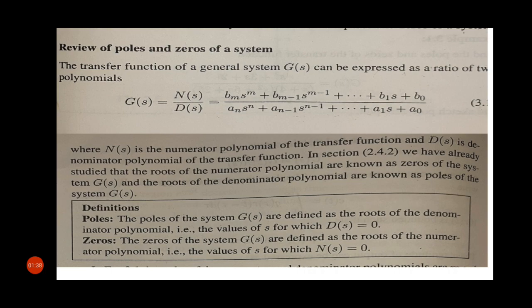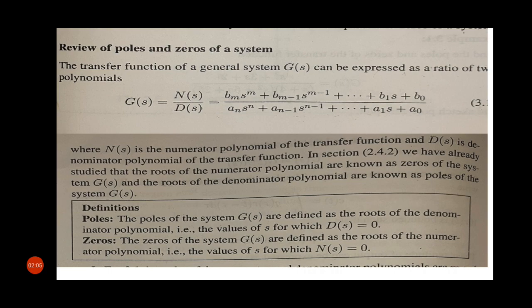Now, how do we define zeros? The zeros of the system G(s) are defined as the roots of the numerator polynomial, that means the values of s for which N(s) = 0.